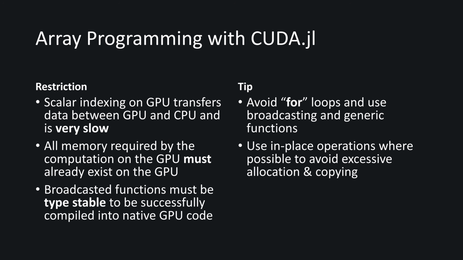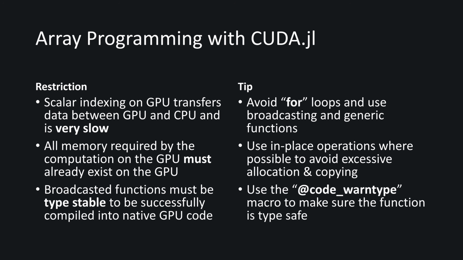And the final restriction is that broadcasted functions should be type stable in order to be compiled into native GPU code. Luckily in Julia there are a lot of tools for trying to fix type instabilities, and the main tool that you'll use is the @code_warntype macro. This rule also applies when you're writing custom GPU kernels from scratch, and so we'll be covering it a lot more in the next video.